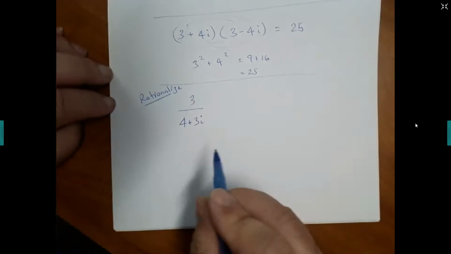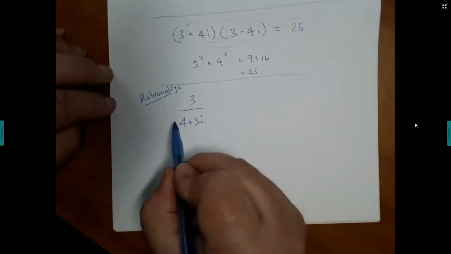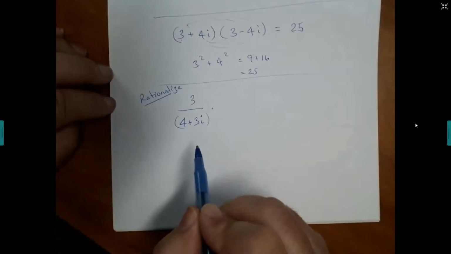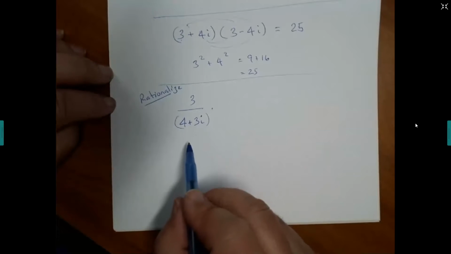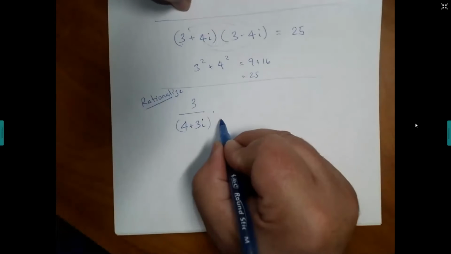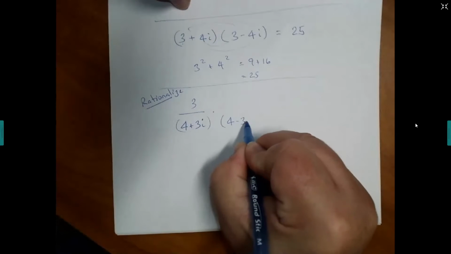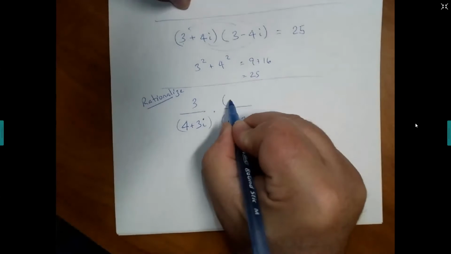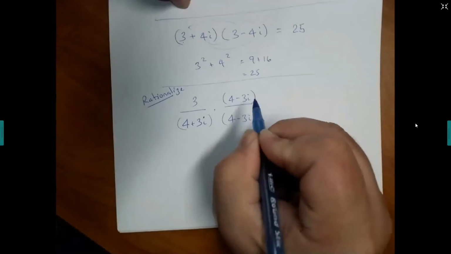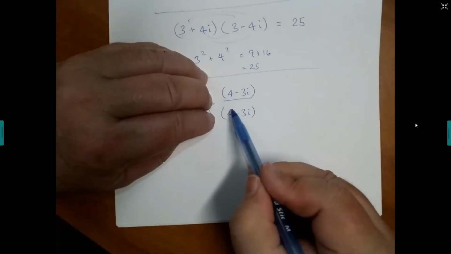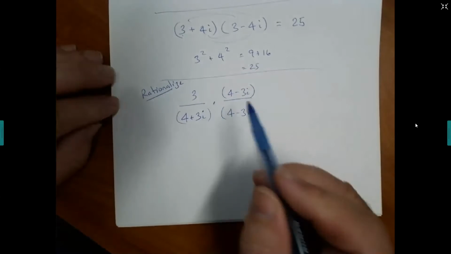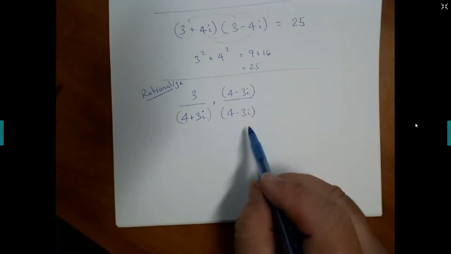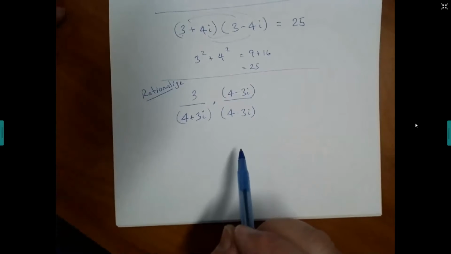This is how we rationalize the denominator. Whatever we multiply by, since we have I on the bottom, what do we have to multiply by to get rid of it? 4 minus 3i. Multiply the top by 4 minus 3i, but it has to be on top and bottom. What is 4 minus 3i divided by 4 minus 3i? 1. So all you're doing is multiplying by 1. Nothing changes. But you have to do top and bottom, whatever you multiply by.